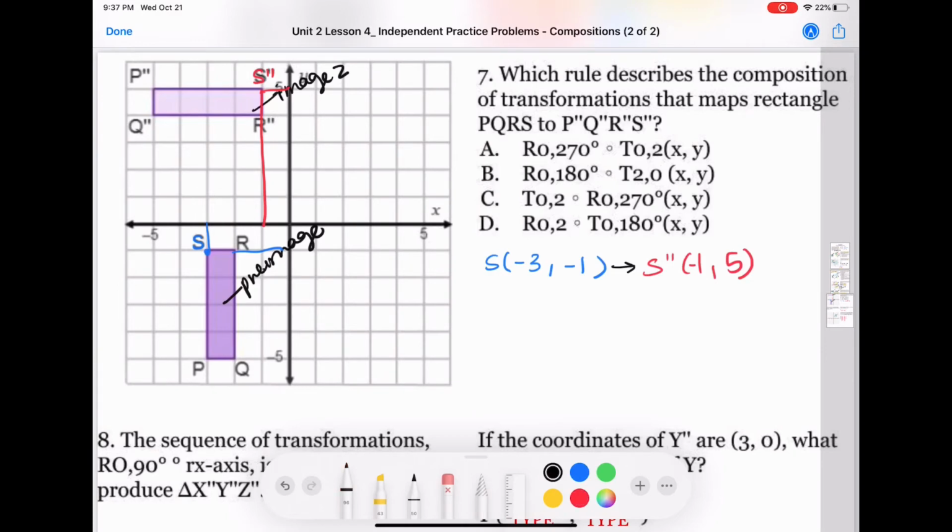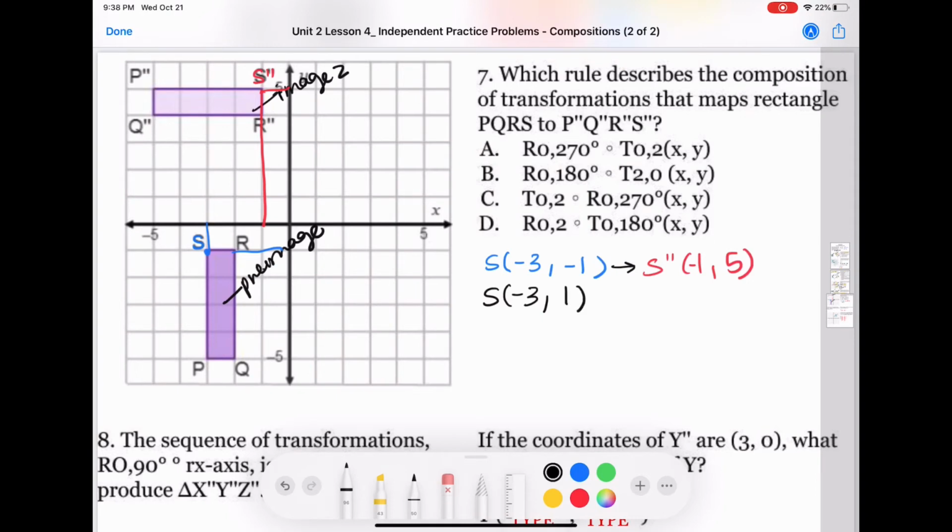The easiest way to go about this problem is to apply each of these mapping rules to this original coordinate. S is at -3 and -1. And then to see which of these rules allows us to get to our resulting coordinate. S prime is at -1 and 5. So let's look at our first option. It says here that we have a translation 2 units up, so we'll take -1 and add 2, which gives us 1.